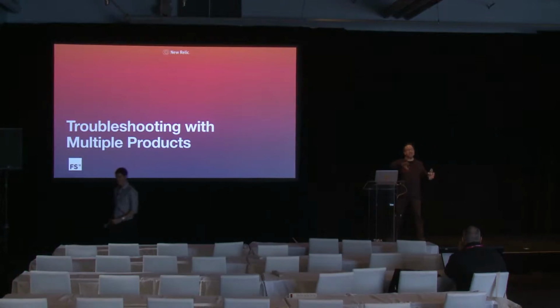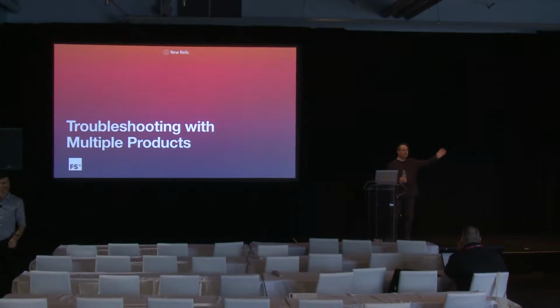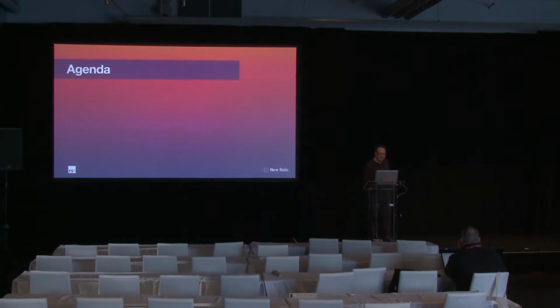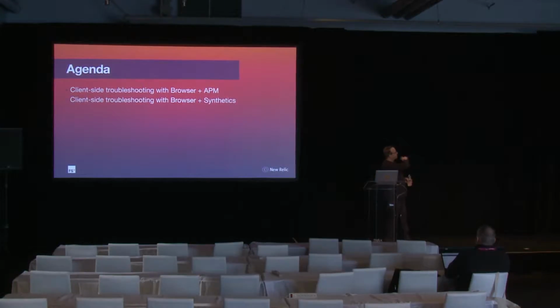It's actually not just APM. This is troubleshooting with multiple products. So we'll talk about, let's see, I'll switch to my agenda. Using browser, you may notice that you're having a performance issue, first of all, on the front end. So if you notice that your browser page loads are slow, how can you combine browser data with APM? We'll talk about that.